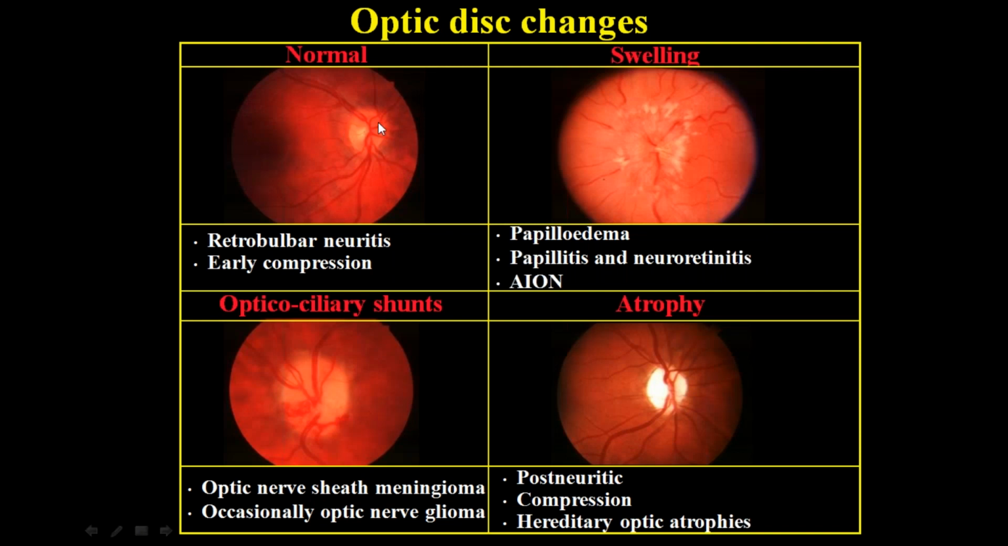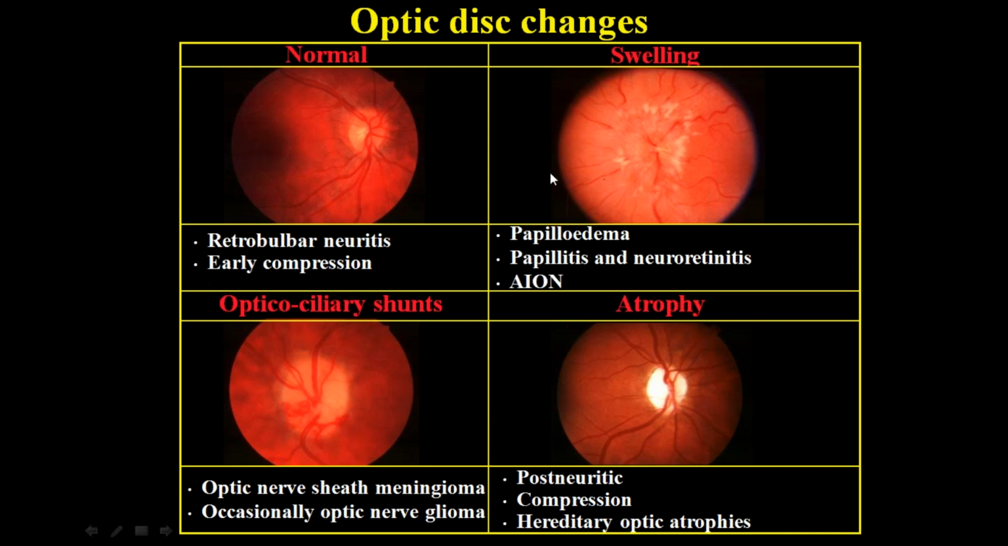You can see this is the normal optic nerve head. But when there is a condition called retrobulbar neuritis, when you see the patient's eye, the optic nerve appears to be normal, but the patient's vision has dropped. When you examine the fundus, everything looks normal, but the patient is not able to see anything. Then you should suspect retrobulbar neuritis. It means the optic nerve is affected behind the eyeball, which you are not able to see here.